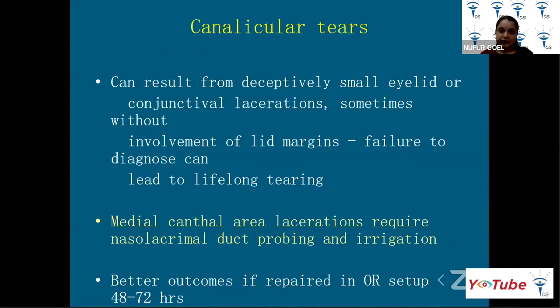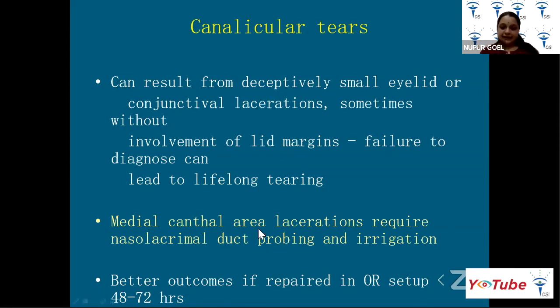So canalicular tears can result from a deceptively small eyelid or conjunctival laceration, sometimes without involvement of the lid margins. Failure to diagnose can lead to lifelong tearing. Specifically, what we used to very commonly encounter was a canalicular tear from a hook injury to a child while the mother was breastfeeding the child. If you come across such an injury, be assured that it is involving the canaliculus.